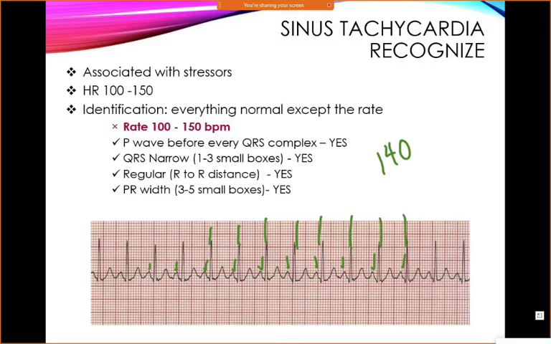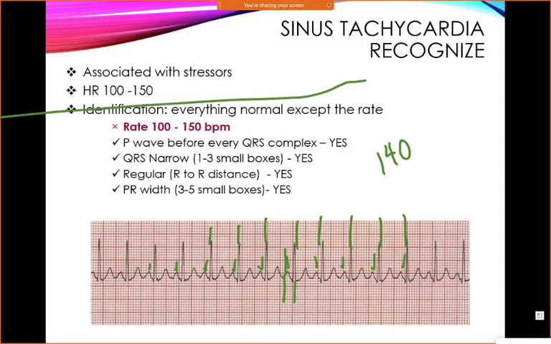PR width is 3 to 5 small boxes, and when we're measuring PR width, we're going to start at the beginning of the P. Ooh, let's go down here. And to the R, which is about here. So we're just measuring 3 to 5 small boxes. It's right about 4 or 5 small boxes. So we're perfect. This is a sinus tachycardia.